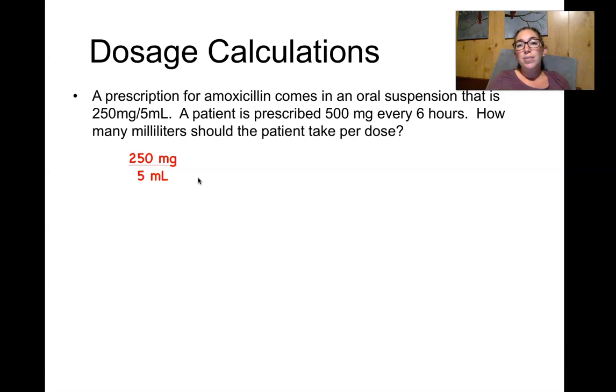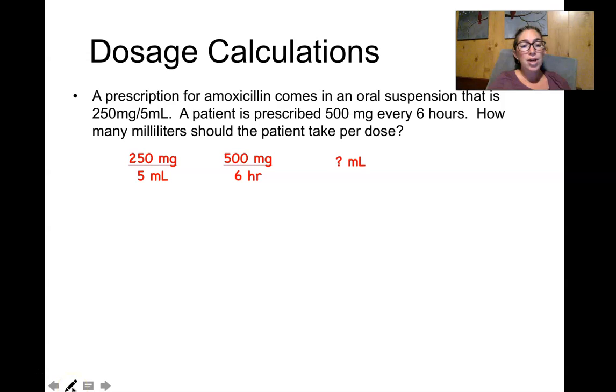Now, a patient is prescribed 500 milligrams every 6 hours, or 500 milligrams per 6 hours. How many milliliters should the patient take per dose? So I like to pull out the numbers from the problem and then usually write with a little question mark what it is I'm trying to find.